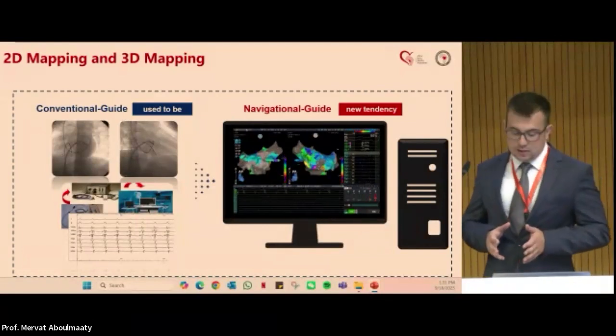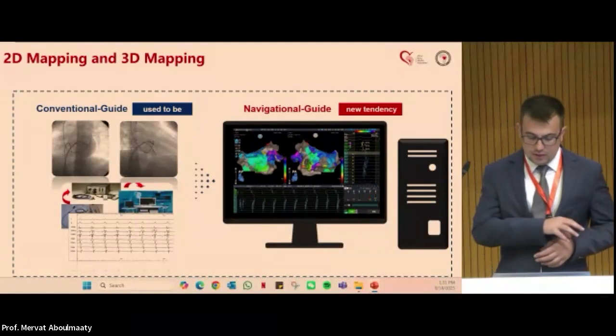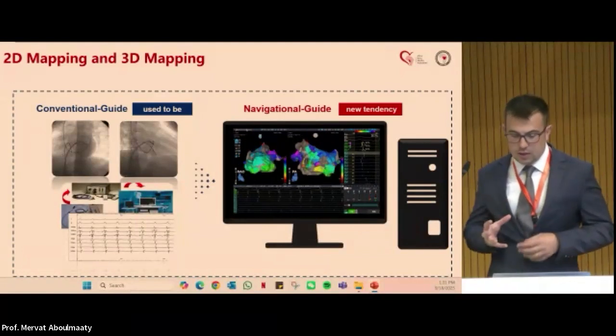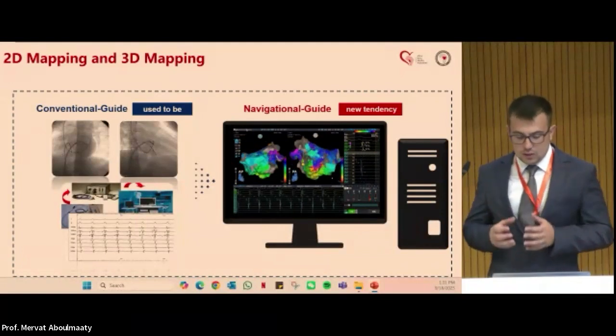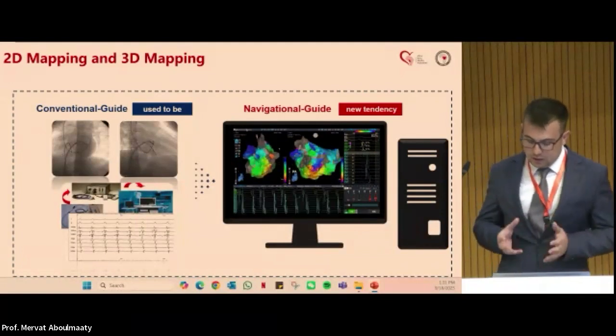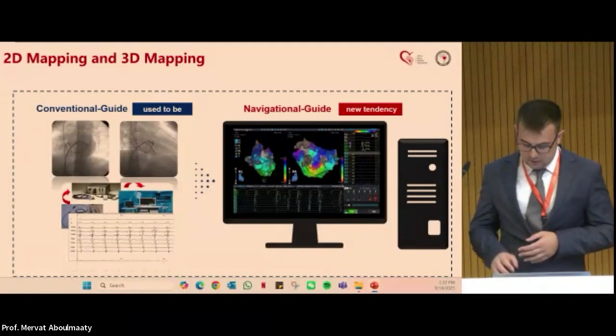With a 3D navigation system, the physician sends the catheter to the heart. At the same time, the system collects geometry and intracardiac signal from the heart and shows us with colors. So we can easily understand the mechanism of the arrhythmia. We can think of it like GPS navigation.